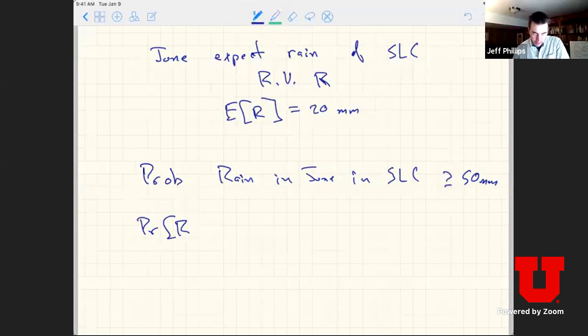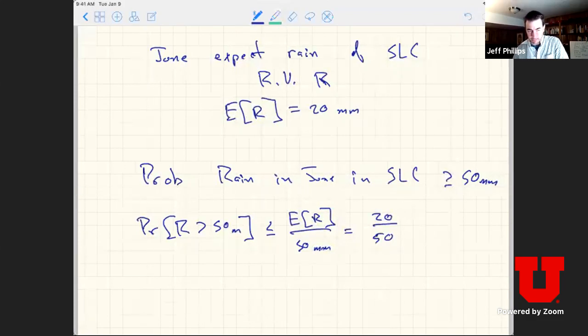as a probability that rain is greater than 50 millimeters. And this is less than the expected value of R divided by 50 millimeters. And this is 20 over 50, and this is 0.4. So there's a 40% chance, if I only know the expected value, the rainfall has to be positive, right? If I only know the expected value, there's a 40% chance we're going to get a big rainstorm, and in June, we're going to have more than 50 millimeters of rain. Okay, so that's an example of how you would use this.